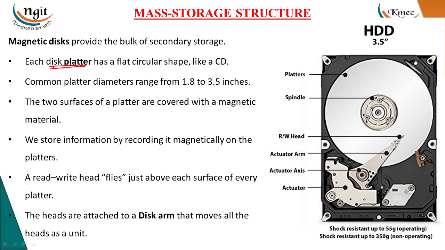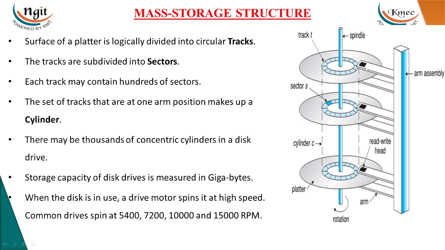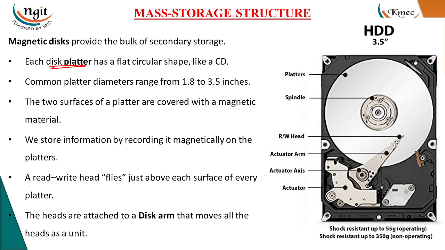Each disk platter, you can see there are multiple disks and multiple heads. There is an arm and multiple heads. Each disk platter has a flat circular shape like a CD. The common platter diameter is 1.8 to 3.5 inches.